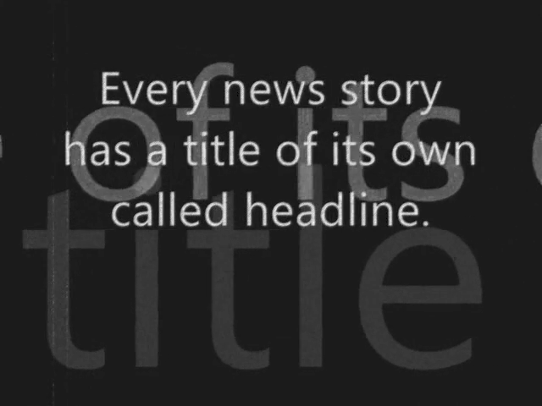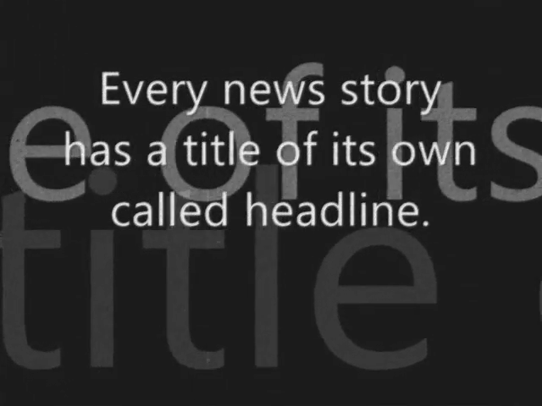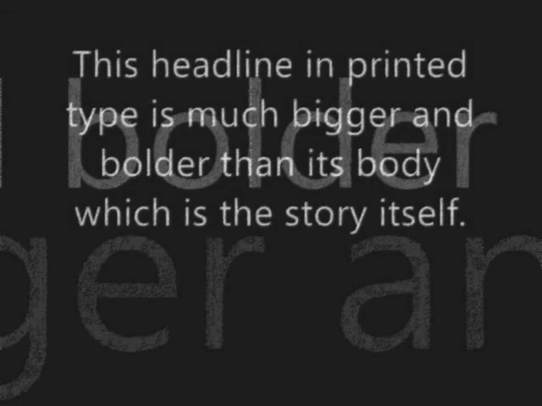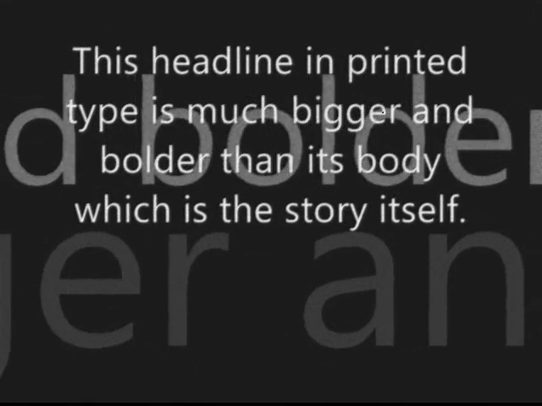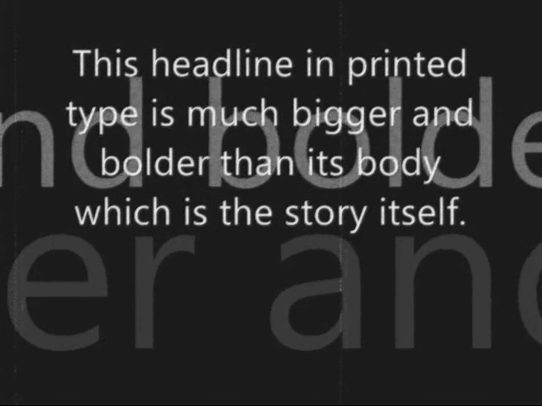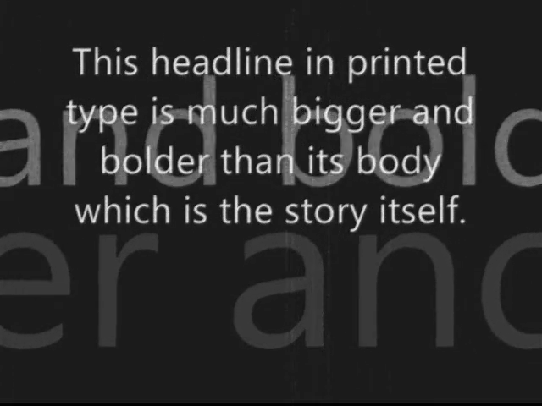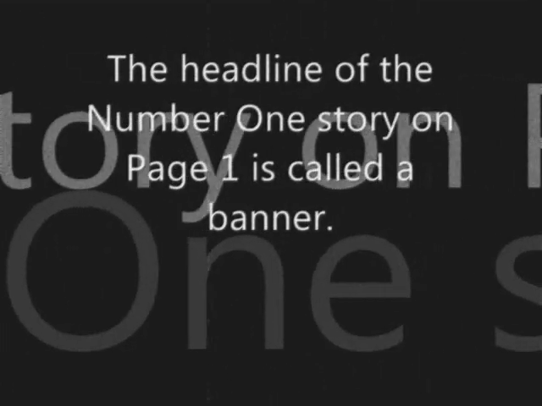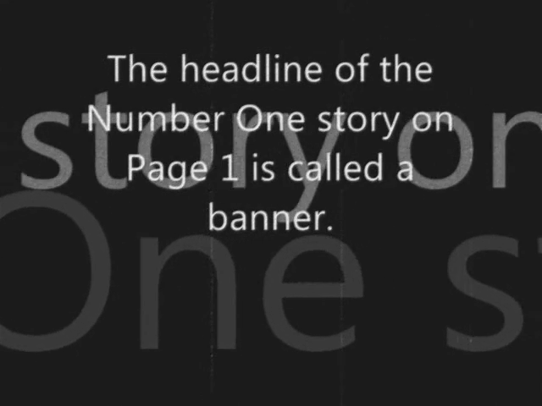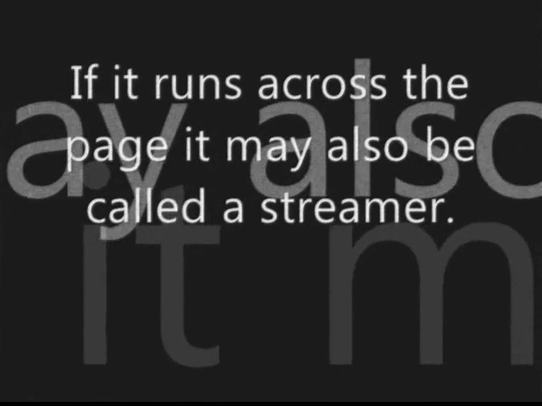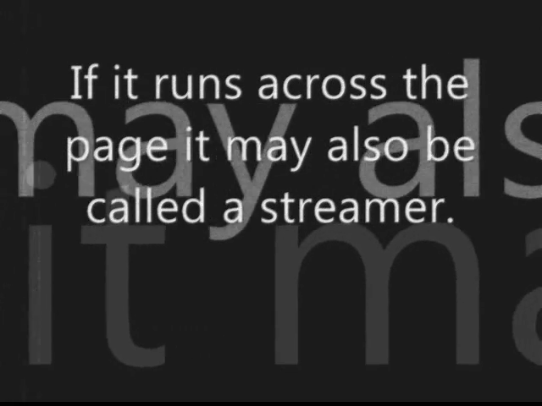Every news story has a title of its own, called a headline. This headline is printed in type much bigger and bolder than its body, which is the story itself. The headline of the top story on page 1 is called a banner. If it runs across the page, it may also be called a streamer.